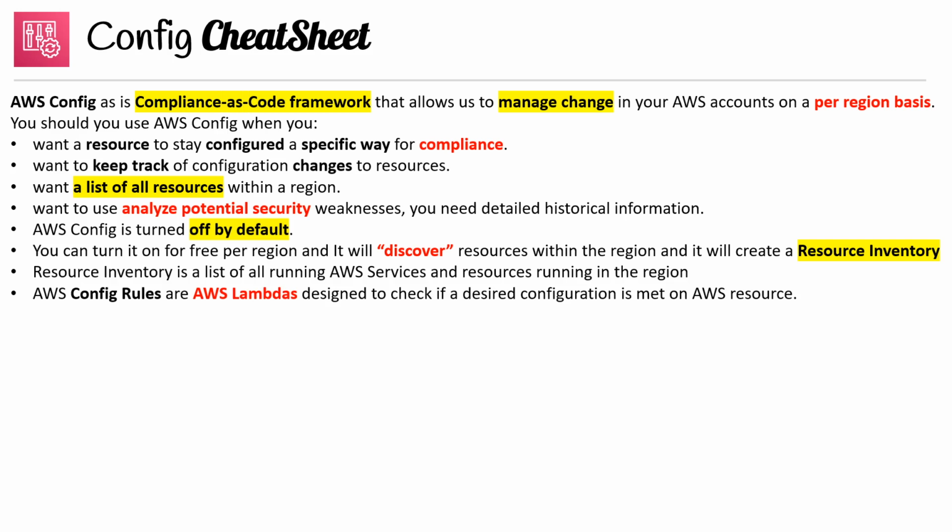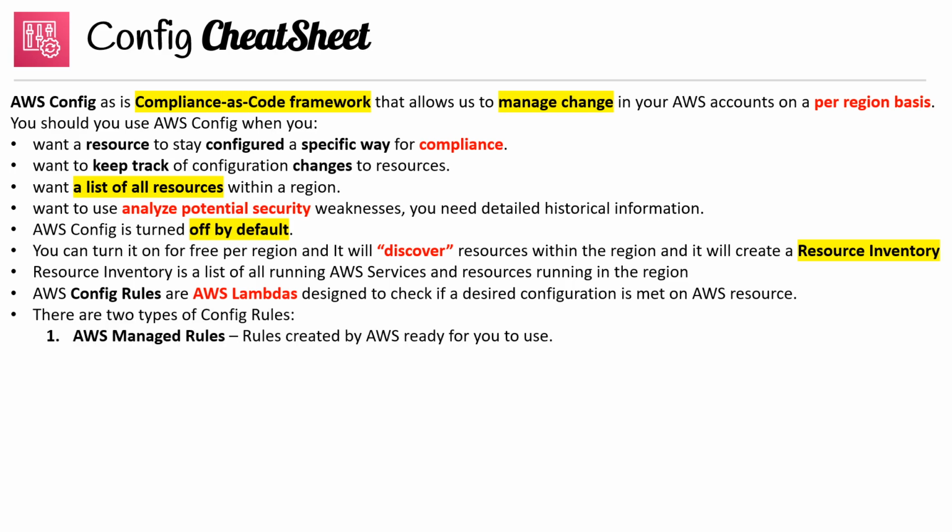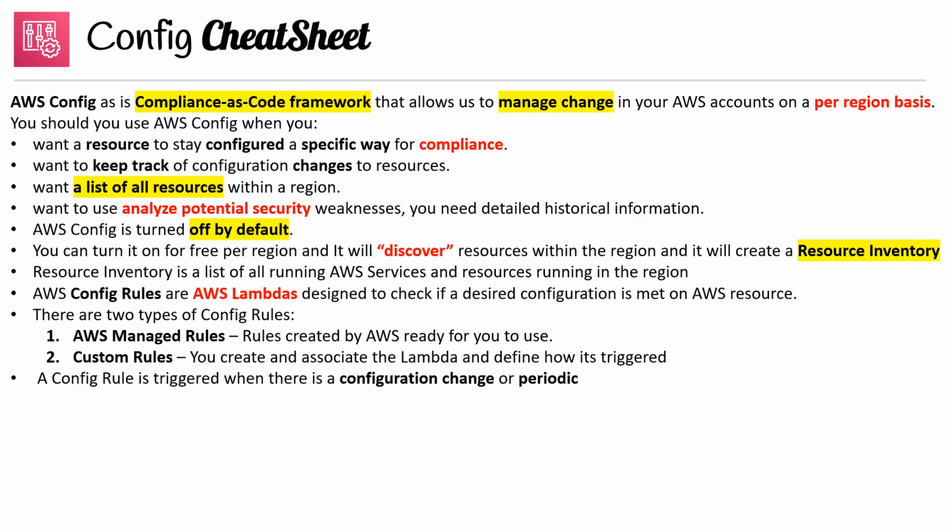AWS Config rules are just AWS Lambdas designed to check if a desired configuration is met on an AWS resource. So config rules are basically the backbone of Config. There are two types of config rules. We've got AWS managed rules, which are created by AWS for you and are ready to use. And you have custom rules, where you can create and associate a Lambda and then define how it's triggered. A config rule is triggered either when there is a configuration change or periodically.